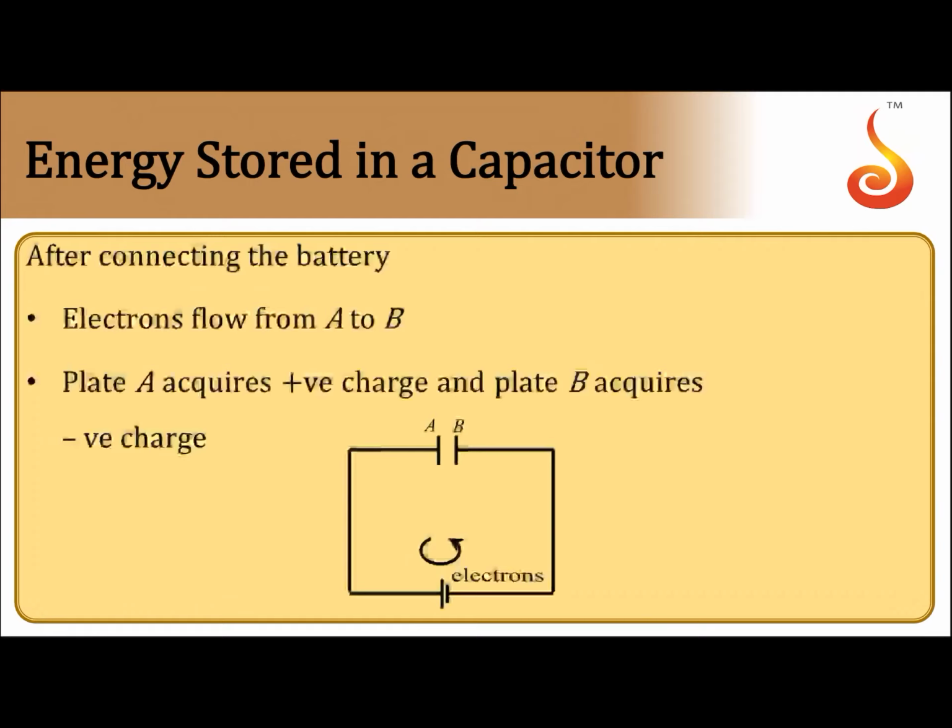Now to charge the capacitor, you have to add charges to plates A and B here. So we have to do work from outside. That means the connected battery will do work to store the charges. To charge the plates, the battery will do work. So this work done will appear as energy stored in the capacitor. Work done is stored as energy stored in the capacitor.